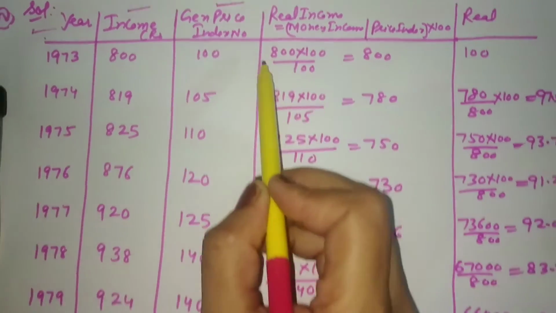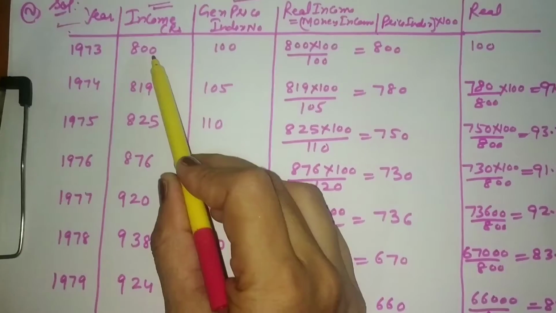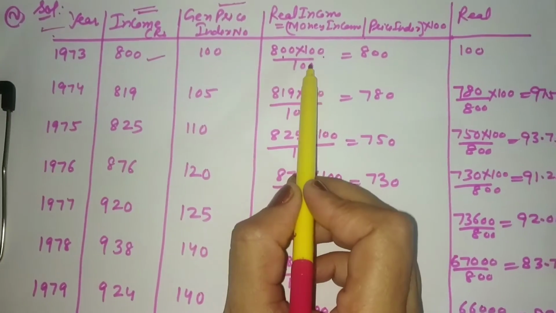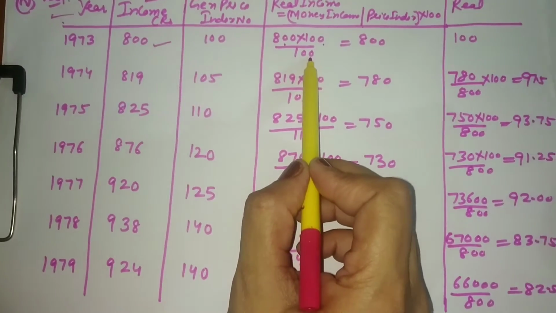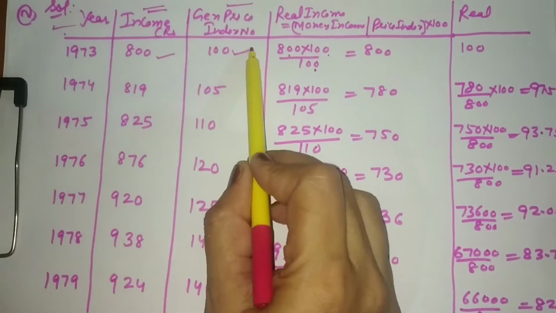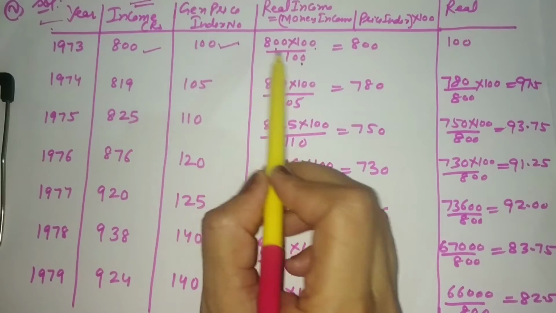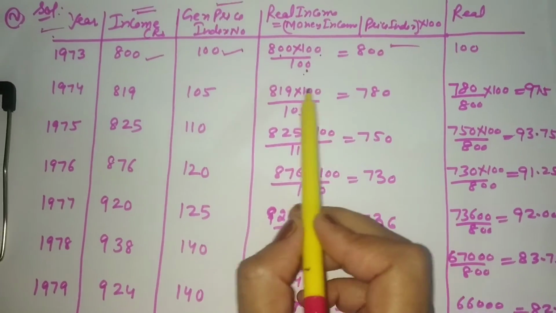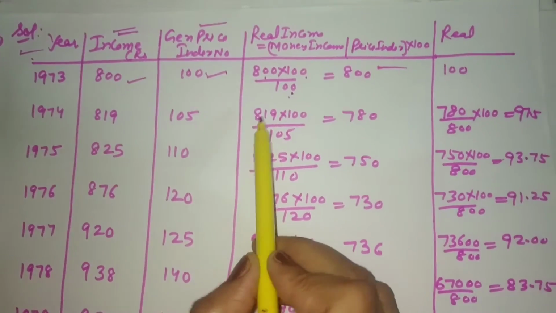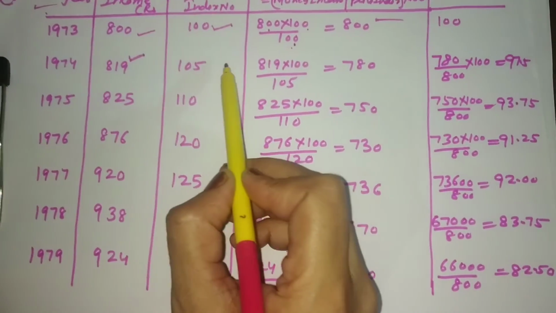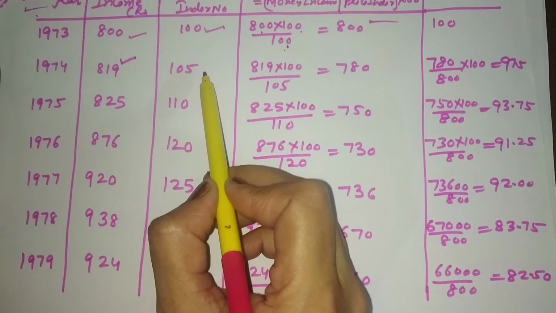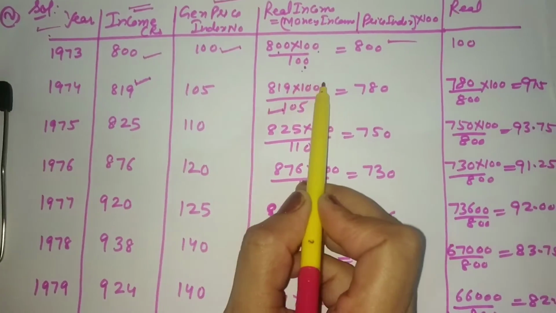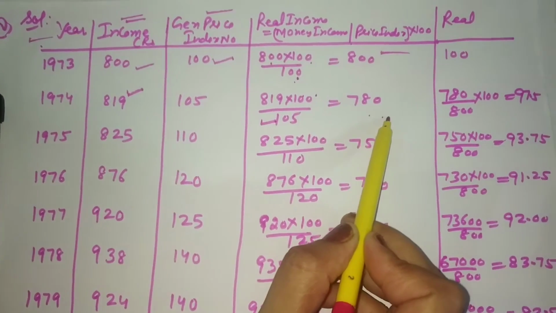That means money income is income. Income of 1973 is 800 into 100 over price index. Price index we are taking 100 because the 1973 price index is 100. So calculating, the answer will be 800. Next year money income is 819 and the price index is 105, into 100, which is equal to 780.